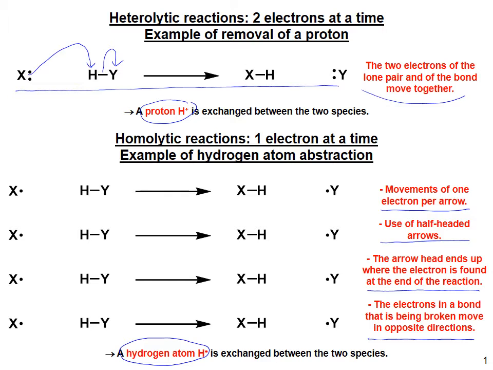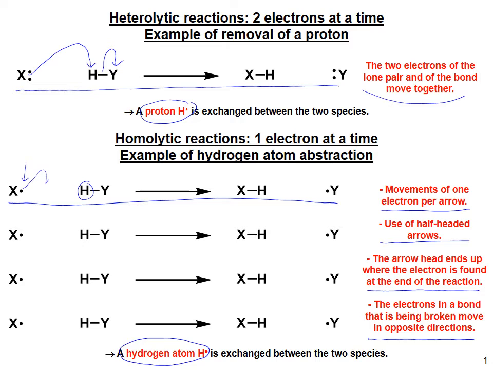So if we look at this first reaction here, where you can see that this hydrogen here is exchanged between X and Y, if we have to draw a mechanism where X is a radical here, so only one electron here, if we have to draw the mechanism for this hydrogen atom abstraction, we're going to use a half-headed arrow, and then this half-headed arrow is going to start on the electron and end up where the electrons are going to end up in the end, which is in the XH bond. So this arrow ends up right where the XH bond is going to be.